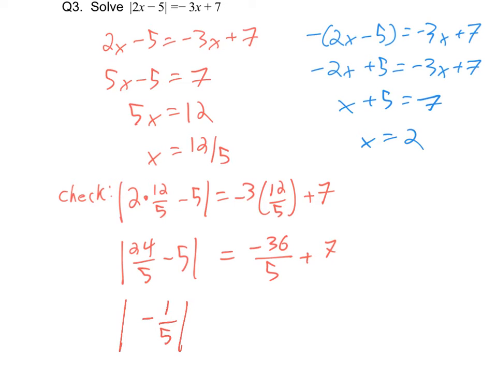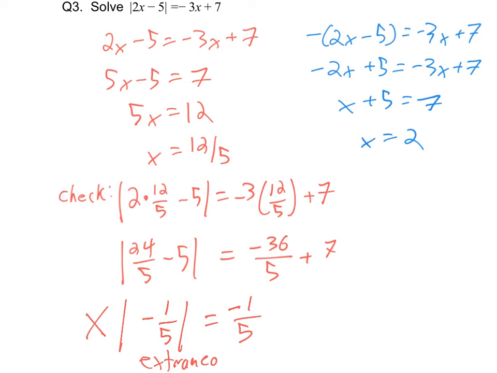You could work this fraction out on the side or use a graphing calculator that will allow you to add or subtract fractions. Looking on the right, 7 is the same thing as 35 over 5. So when we add those together, we get negative 1/5. This does not pass the check. So the absolute value of negative 1/5 is not negative 1/5. It's positive 1/5. So that's an extraneous solution.